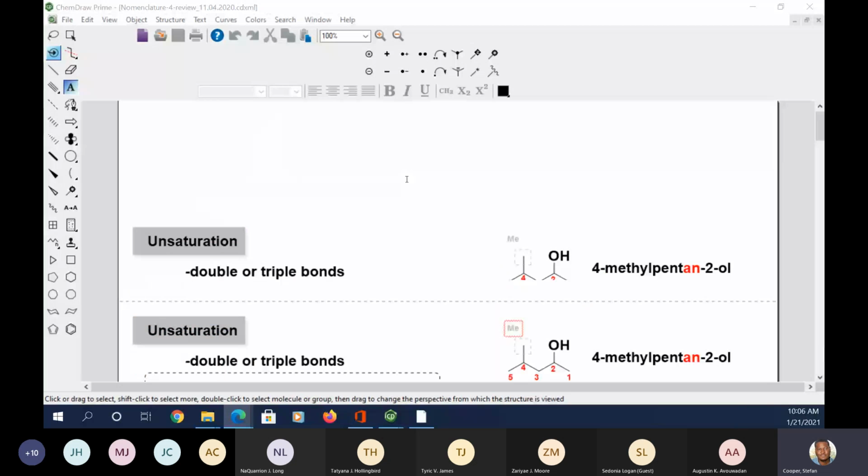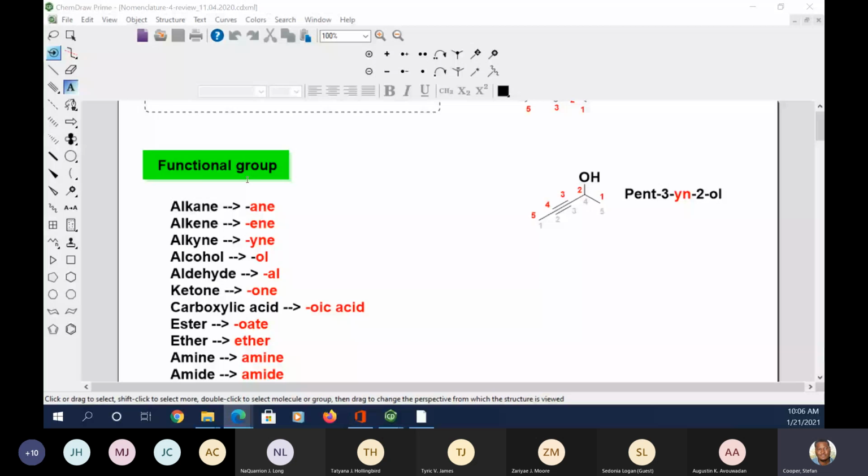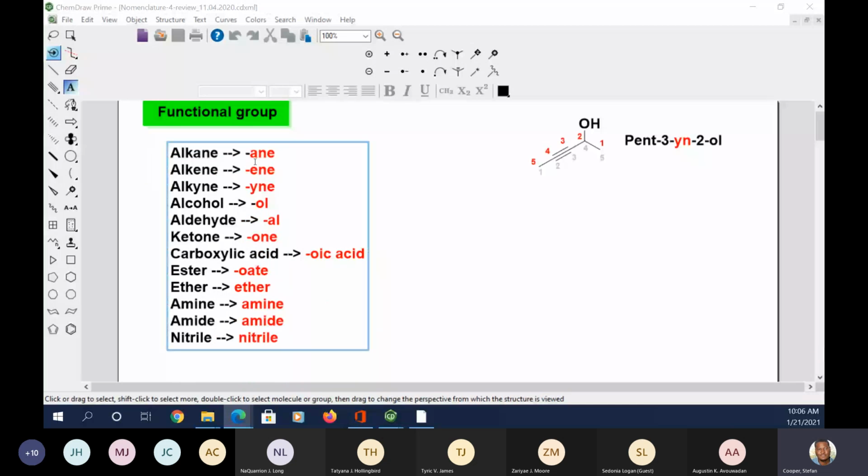I want to jump down to functional groups really quickly. All right, we do know our suffixes hopefully for all functional groups. If not, go ahead and make a note of this in your notes, or if you're going to record this, you can record this and come back to it. An alkane has ANE as its ending or suffix. Alkene has ENE, alkyne has YNE. An alcohol is going to have OL, right? That might be our newest functional group so far. So whenever you see the ending OL, you know that you're dealing with an alcohol functional group.